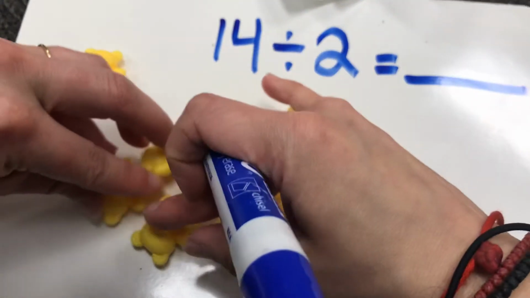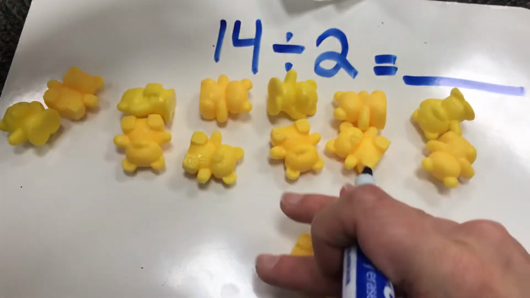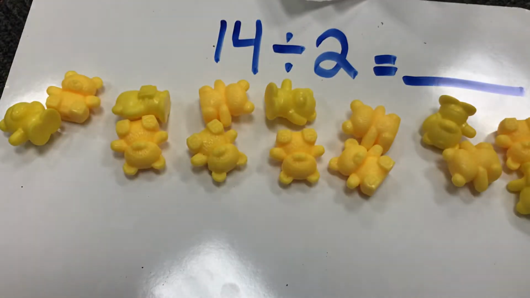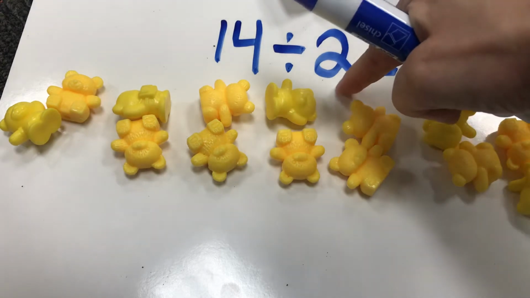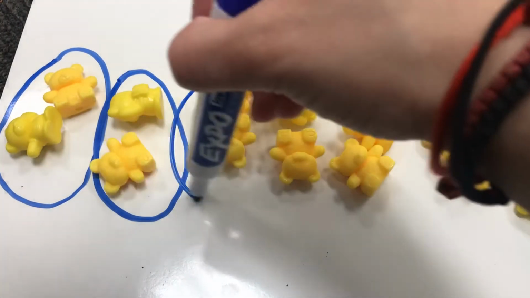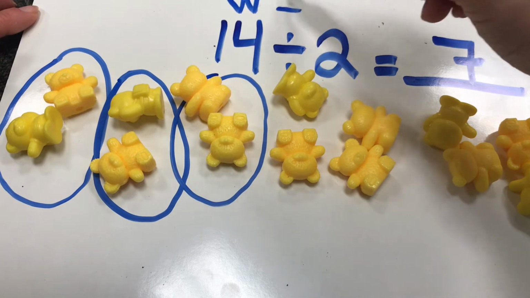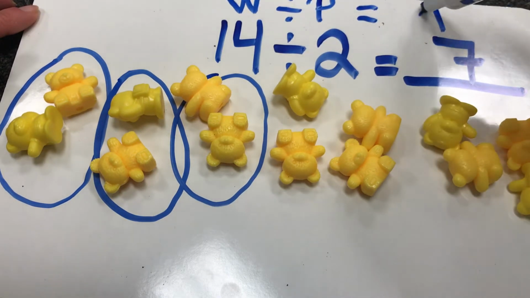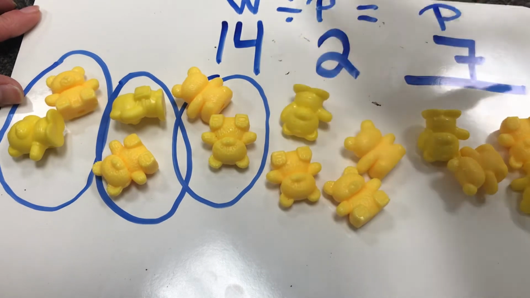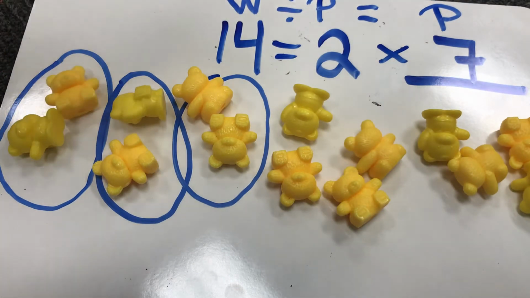So then I will divide these into my equal groups, and I have 1, 2, 3, 4, 5, 6, 7 equal groups that have 2 in each, right? There's 2 here, and there's 2 here, and 2 here, and so on. Remember, this is my whole being divided by one of my parts to find the other part. And you could say, to do this backwards and figure out that 7 times 2 equals 14. Like we talked about yesterday, how it's the inverse of each other.